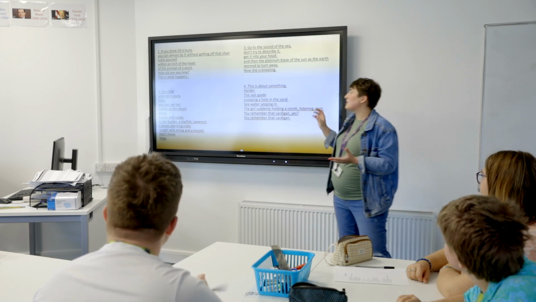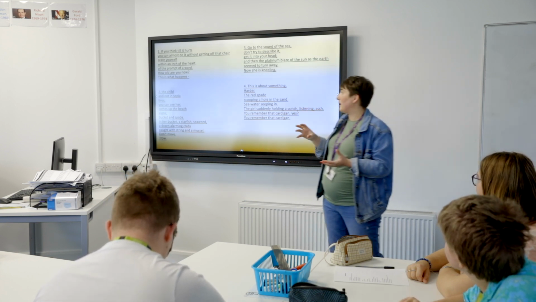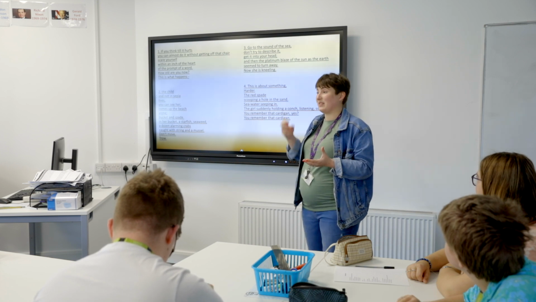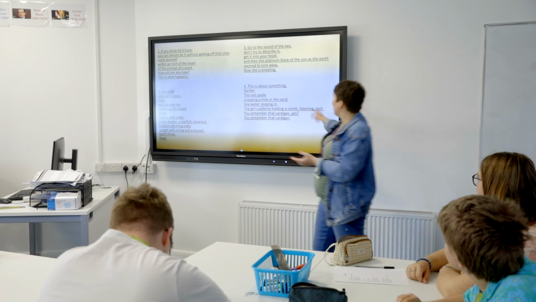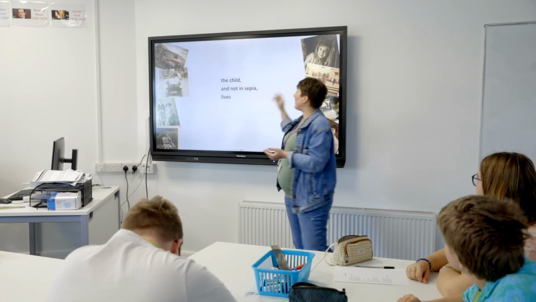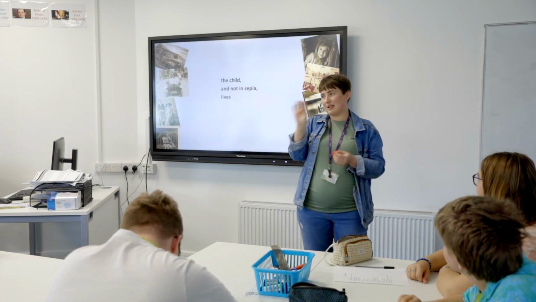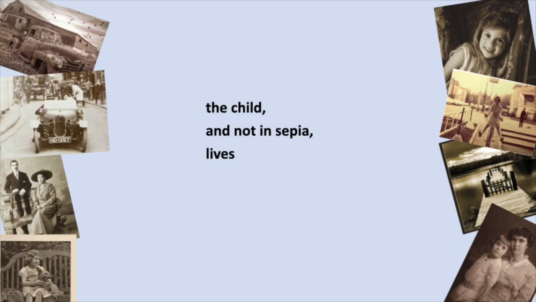I want to take a specific part of this poem and really try and get to grips with deconstructing it and analysing it, because that is one of the key skills on the course. So I'm going to ask for you to look at this particular little snippet now. So the child and not in sepia lives. Have a quick discussion amongst yourselves about what we could probably take from this. Same with you guys at home if you want to just have a little think about what you might want to say about this, and then we'll see what the class have to say.